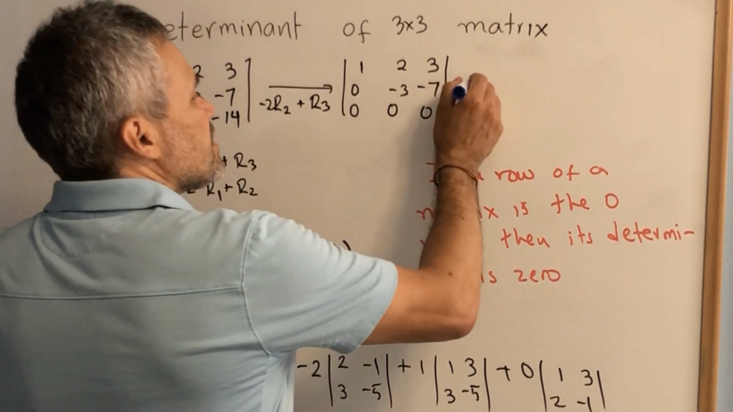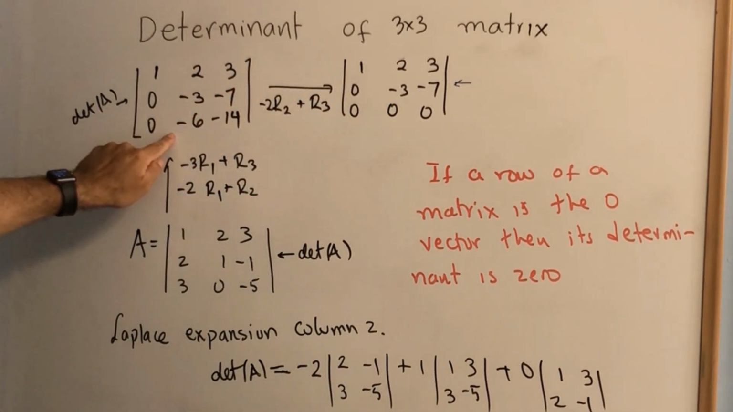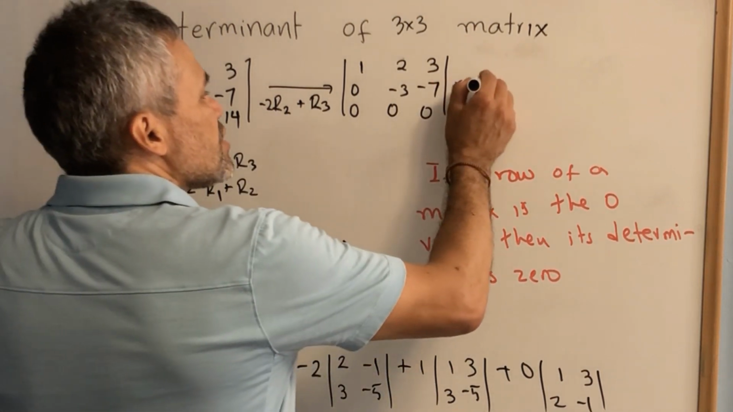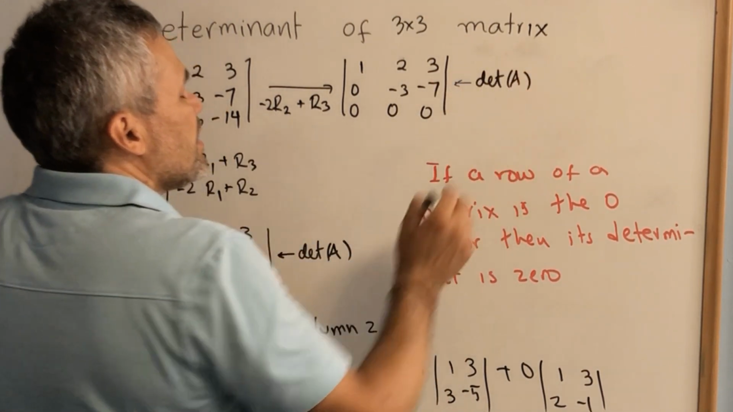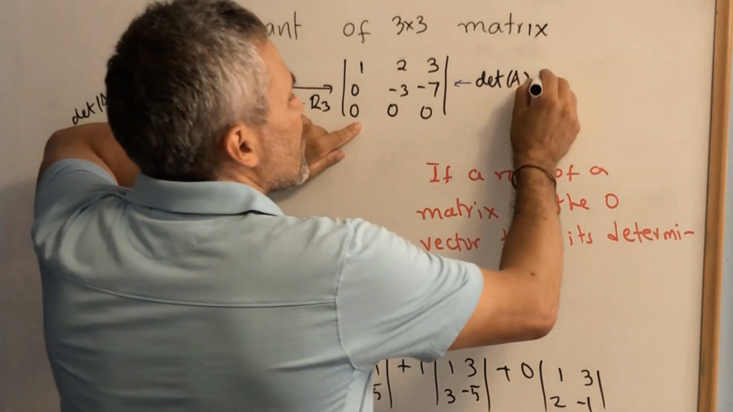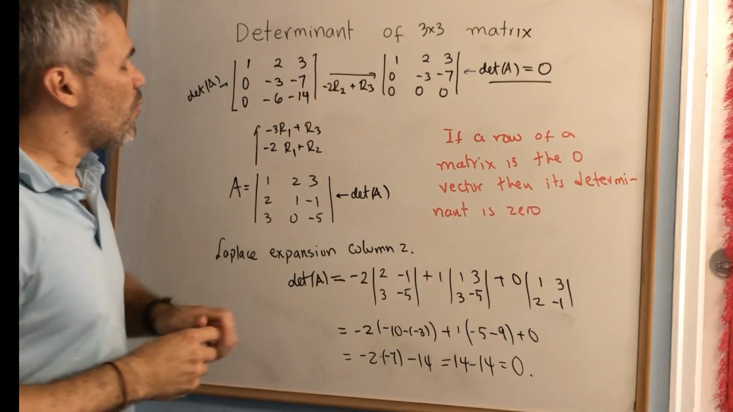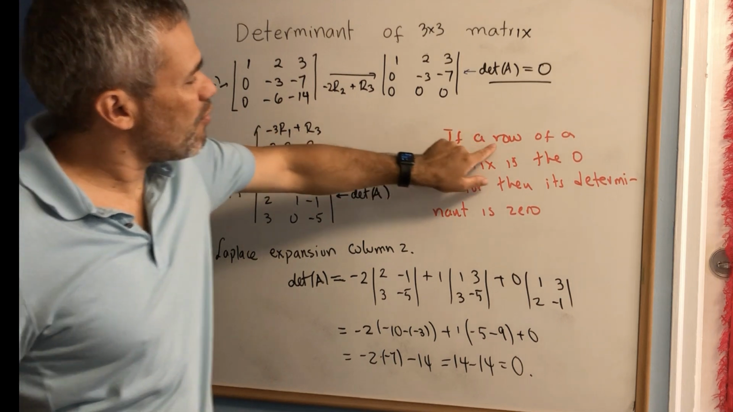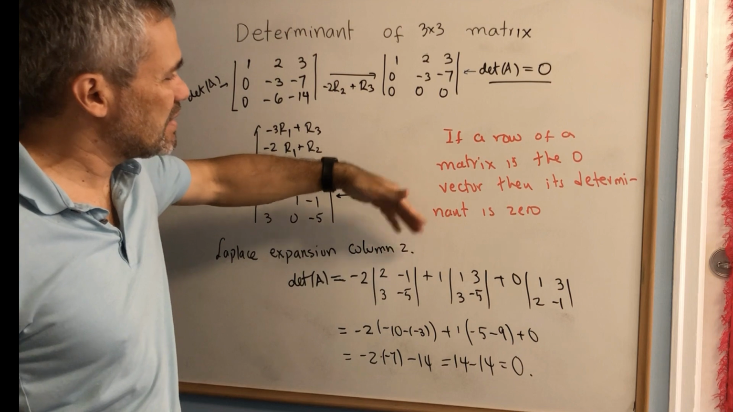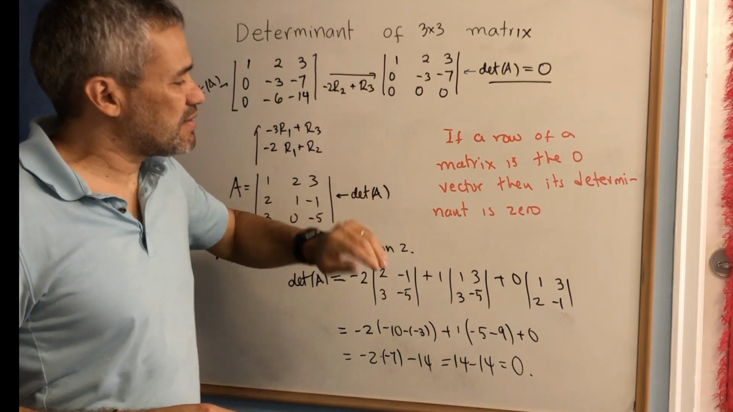Then what is the connection between the determinant of this matrix and the determinant of this matrix? Since I did this type of operation, the determinant didn't change. That means that the determinant of A is equal to the determinant of this matrix, but the determinant of this matrix is 0. That means that the determinant of A is also 0. We have this property too if we change a row by a column. If we have a matrix and we see that a column in that matrix is the 0 vector, then that matrix has determinant 0.